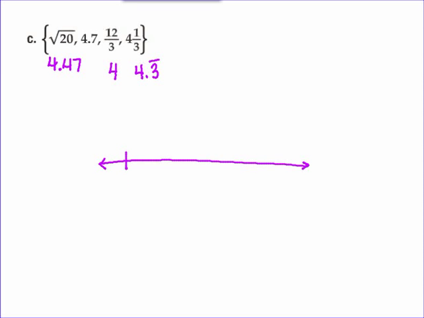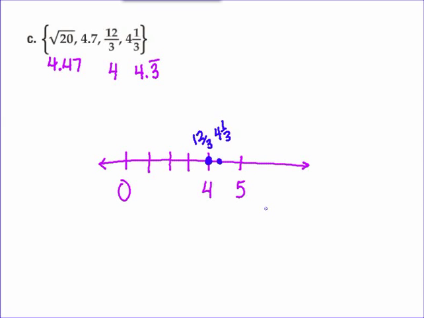So I start with 0 here. 1, 2, 3, 4. It looks like all of them are between 4 and 5. So what's the very first one? Where am I going to put my very first dot? 4. Okay, because remember that's 12 over 3. What's the next one going to be? 4.3 repeating, so we're going to go about a third of the way there, which we know is 4 and 1/3.